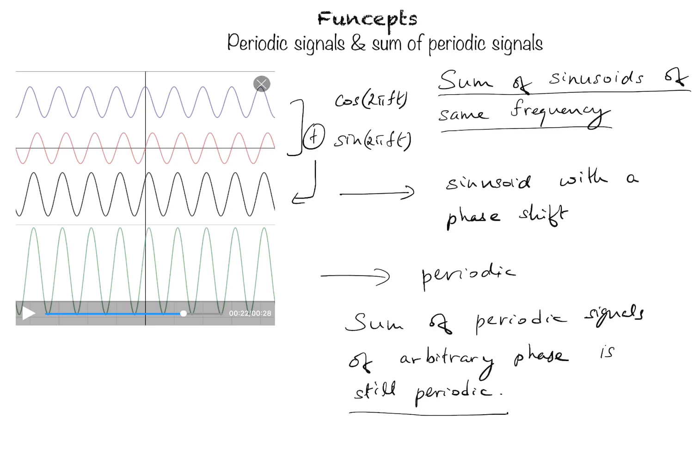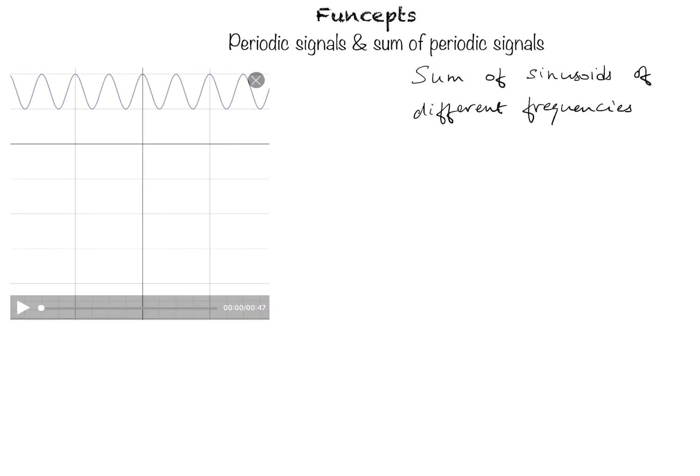Okay, so let's see another example, where the sinusoids or the periodic waveforms that are being added are of different frequencies. They are not of the same frequency. The previous three examples that we saw had waveforms of the same frequency, but now we will choose waveforms which have frequencies different from each other.